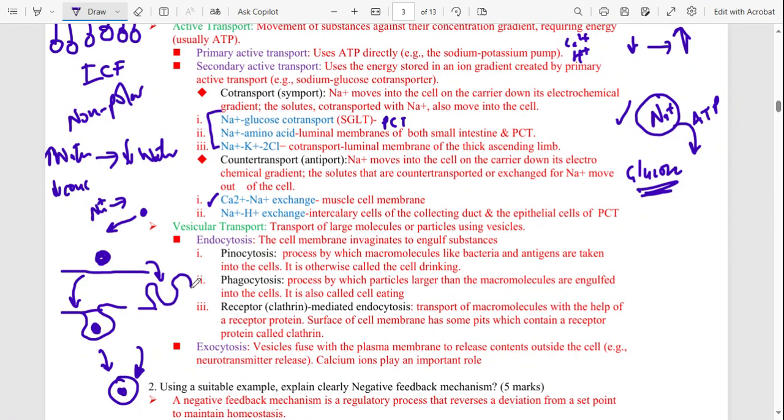You've seen that it has gone outside, and then the bacteria is going to be there. It will be eaten, and then you still also form a phagosome. There's also what we call receptor mediated endocytosis or clathrin mediated endocytosis.